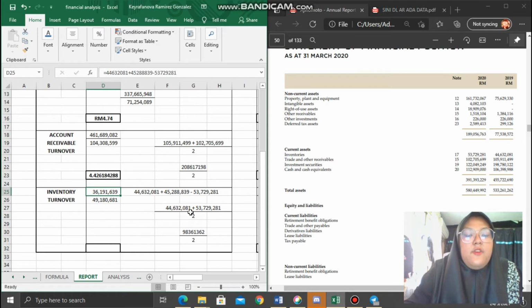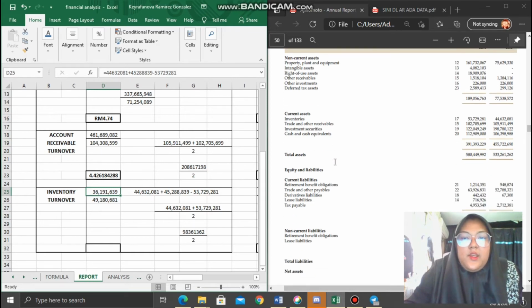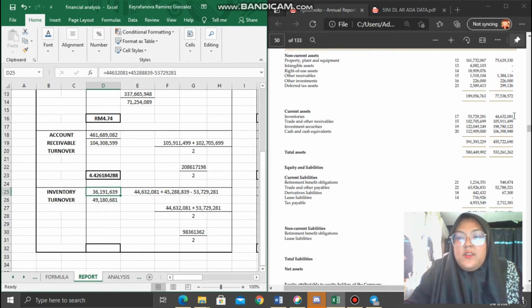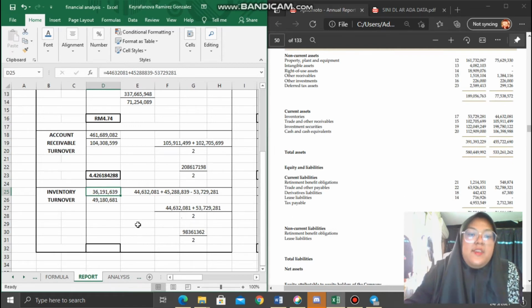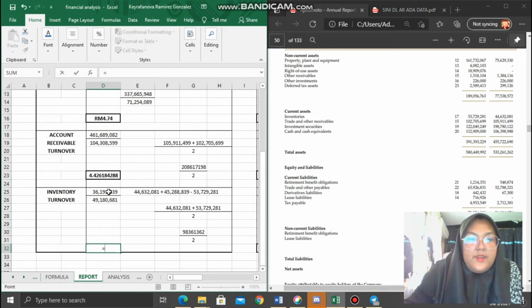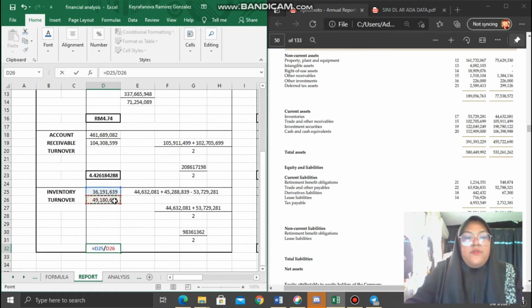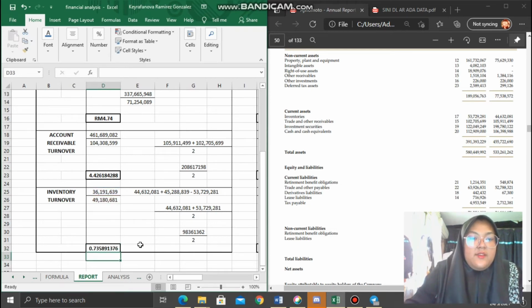3,931,638. For average inventory, we just look at the beginning inventory and add it with the ending inventory and divide it by 2. I have pre-calculated everything and put it in the template. Now what we can do is we must divide cost of goods sold with the average inventory, and we get the answer, which is 0.7358.